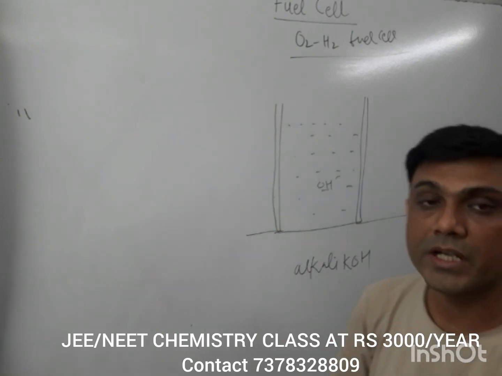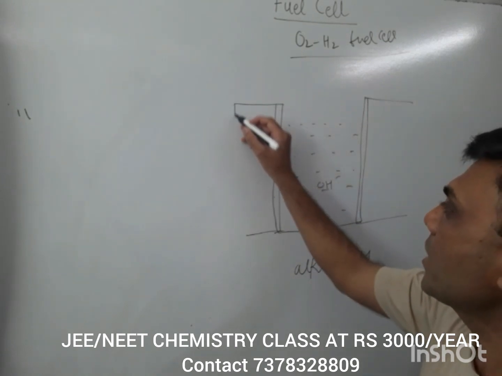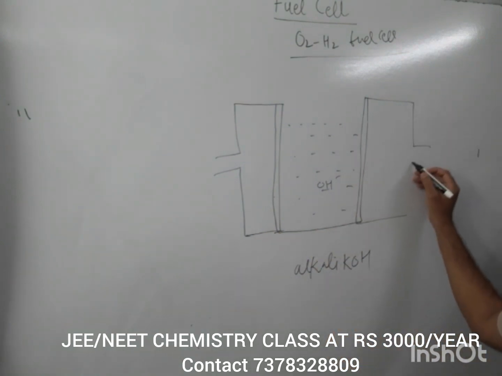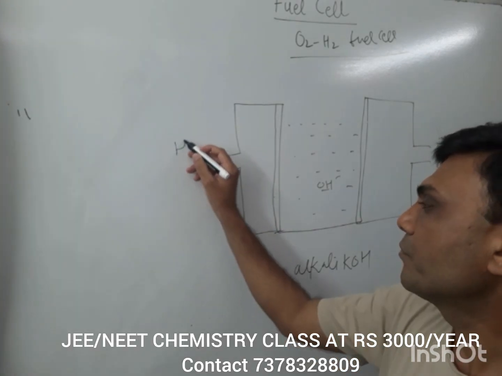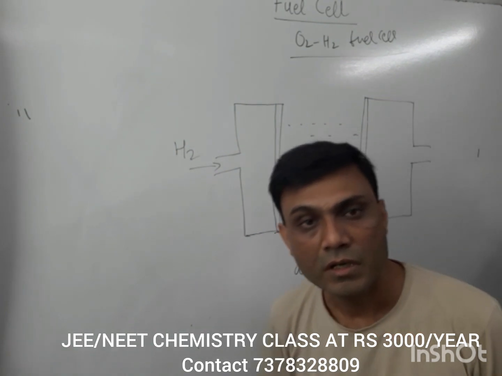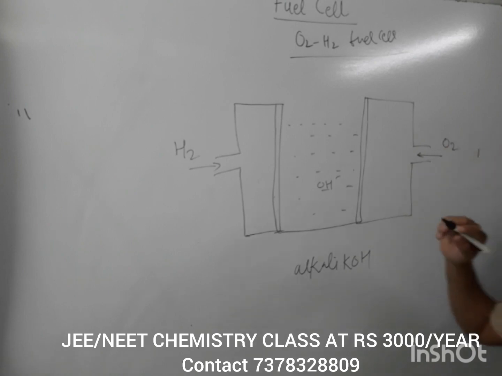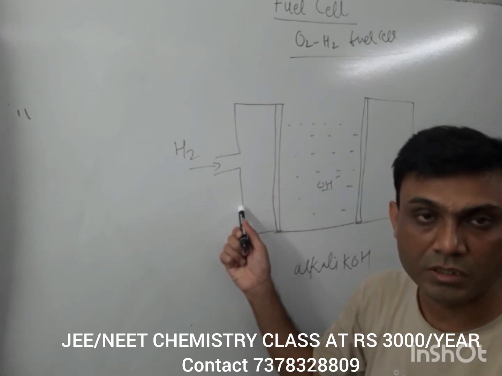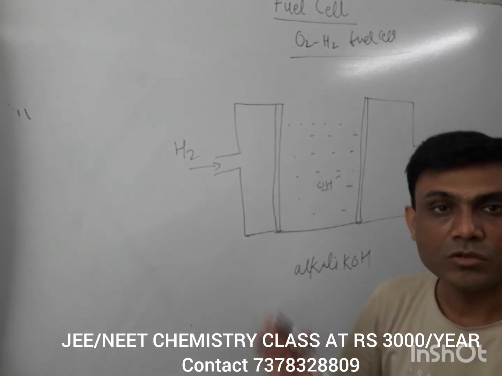And there should be a continuous supply of the fuel. So we will give a continuous supply of the fuel from this side. Here also we will give a continuous supply from this side. On this side the fuel will be H2. And this is a combustion reaction. For combustion we need to supply oxygen, so on this side we will take oxygen. H2 under pressure will be supplied continuously to this oxygen hydrogen fuel cell, and oxygen also under pressure we have to supply to this fuel cell.